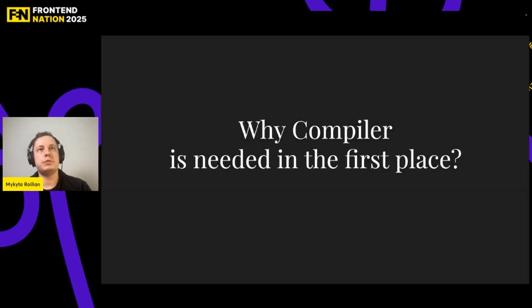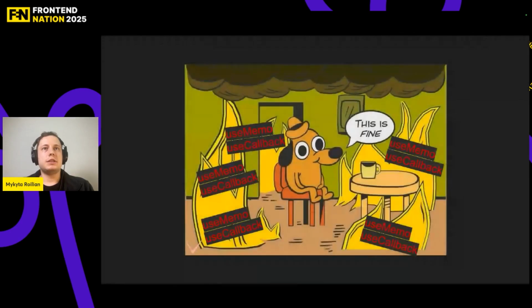So let's jump straight into it. Why is a compiler needed in the first place? The short answer is re-renders. We are battling re-renders in React. We are trying to make sure that we are not re-rendering and running our CPU just for the sake of running, which brings us to the thing where we are stuck with useMemo and useCallbacks.